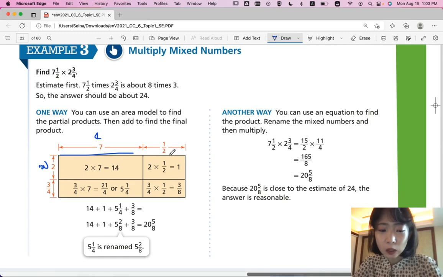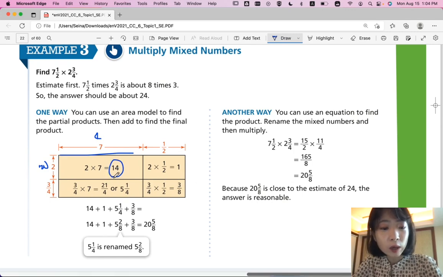For this rectangle, we have 1/2 times 2. So if you multiply 2 times 1/2, that's basically dividing 2 by 2, and you get 1. And this area, you do the same thing. 7 times 3/4 is 7 times 3, 21, divided by 4. And that's a mixed number, 5 and 1/4. And in the same way, the last rectangle, 3/4 times 1/2 is 3/8.